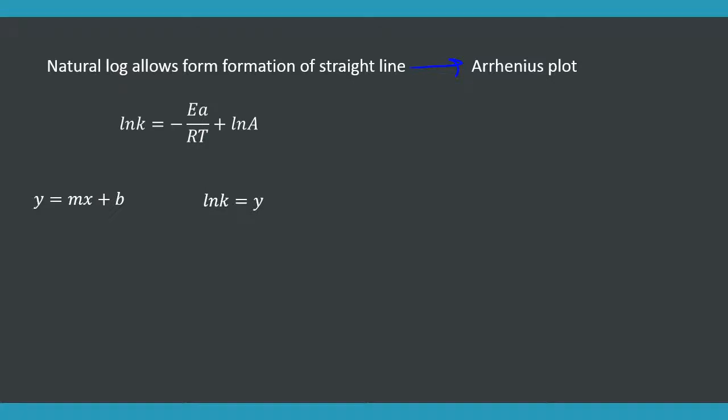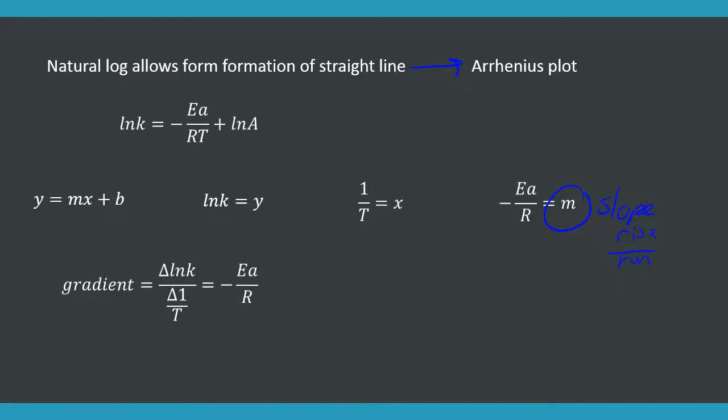So ln k equals y. 1 over T is x. Negative Ea over R is your m. And we know m is a slope, and we know that can be determined from a rise over run situation. This makes it a little bit easier to see and to handle and manipulate. So the gradient is what we can measure.